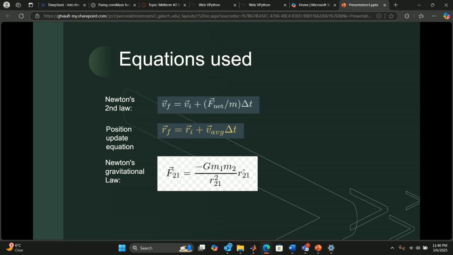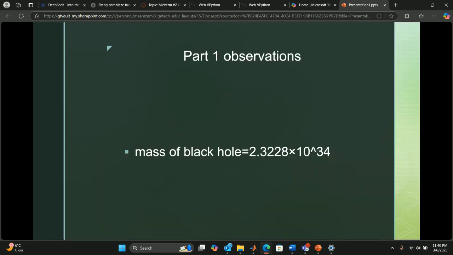So for the equations, we use Newton's second law, which is we found F net, and then we did the velocity update and the position update so that we could do iterations to where the planets were going to be, and we used Newton's gravitational law as the force.